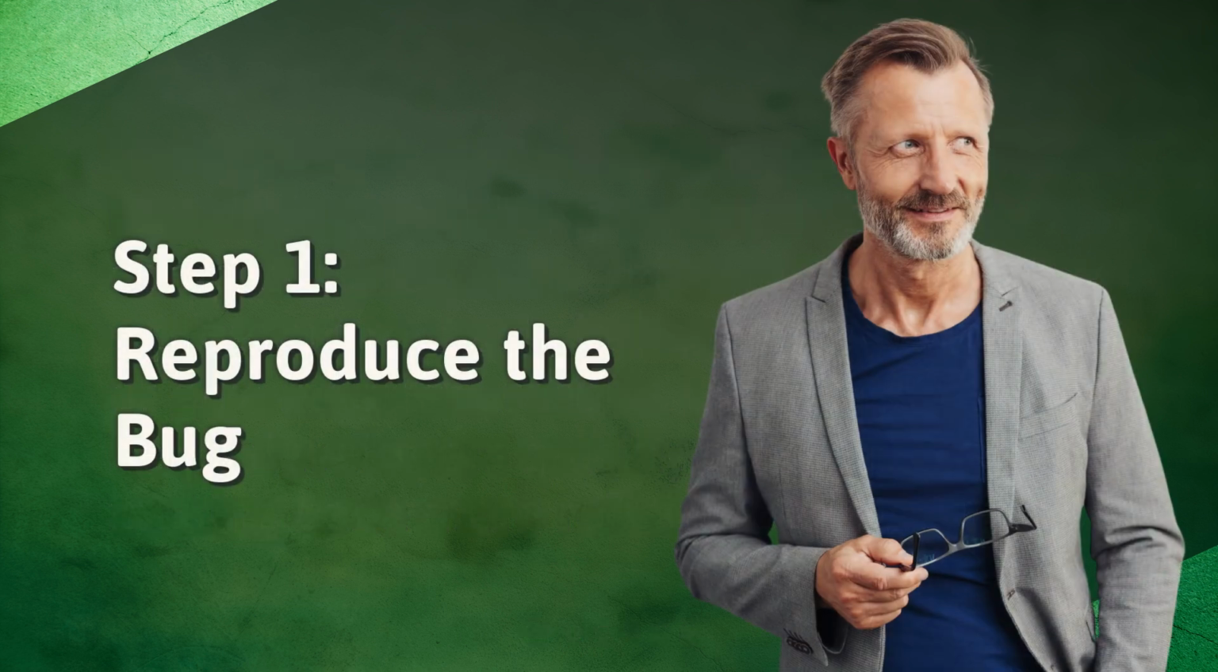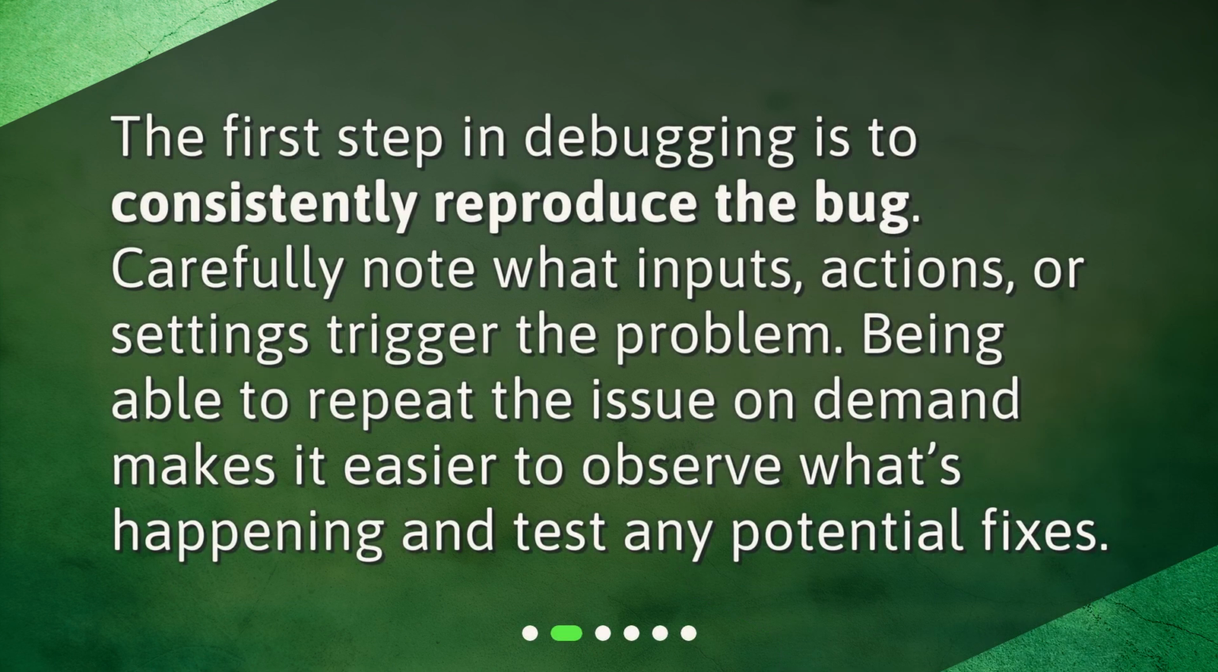Step 1. Reproduce the bug. The first step in debugging is to consistently reproduce the bug. Carefully note what inputs, actions, or settings trigger the problem. Being able to repeat the issue on demand makes it easier to observe what's happening and test any potential fixes.